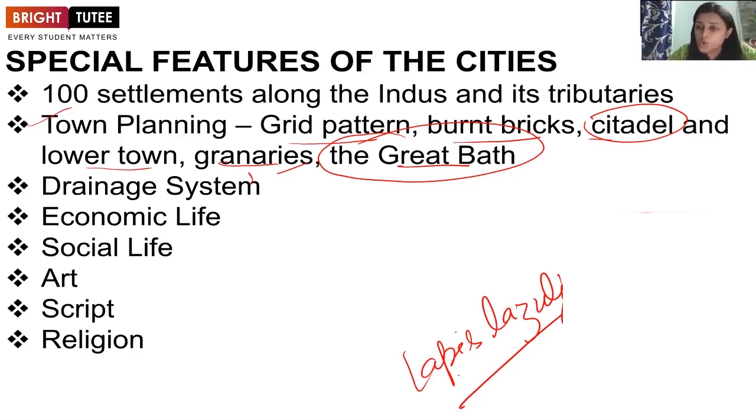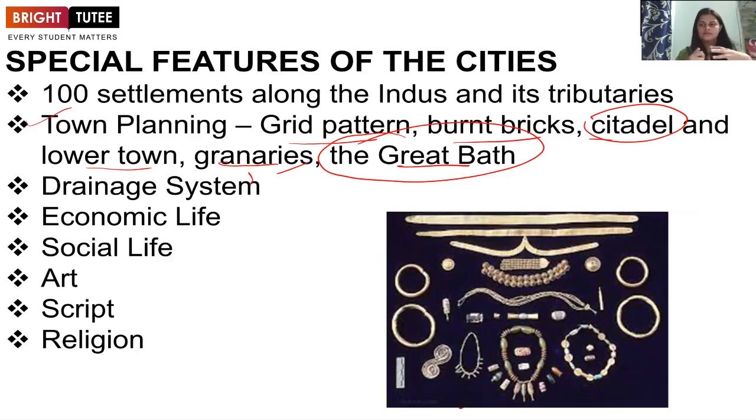Now, when we look into the social life of the Harappan civilization, it was very, very colorful. The people used to wear two pieces of cloth, whether men or women, an upper garment and a lower garment. And beads and jewelry were very much prevalent. Bracelets, finger rings, earrings, these kinds of things we saw people, specifically women, wearing in the Harappan civilization.